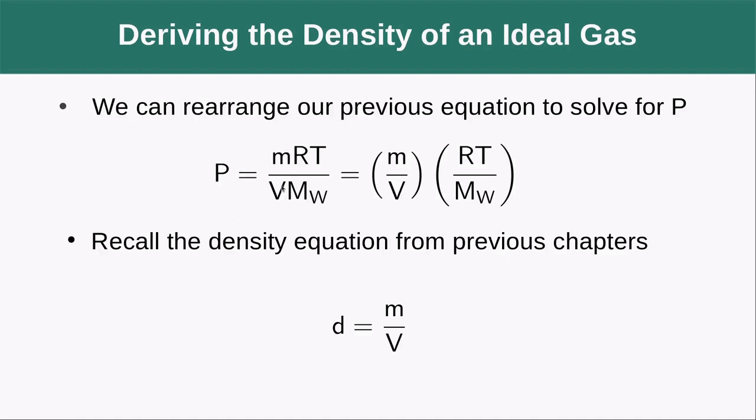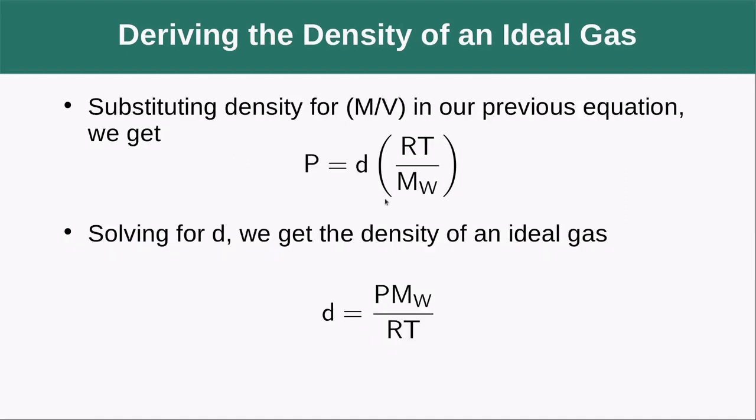If we choose to look at this as the mass divided by the volume times RT over the molecular weight, we get this M over V term. And if we recall, that is the density, the mass divided by the volume. Substituting in that density, we get this equation. And then rearranging and solving for the density, we can see that the density of a gas is the pressure times its molecular weight divided by RT.